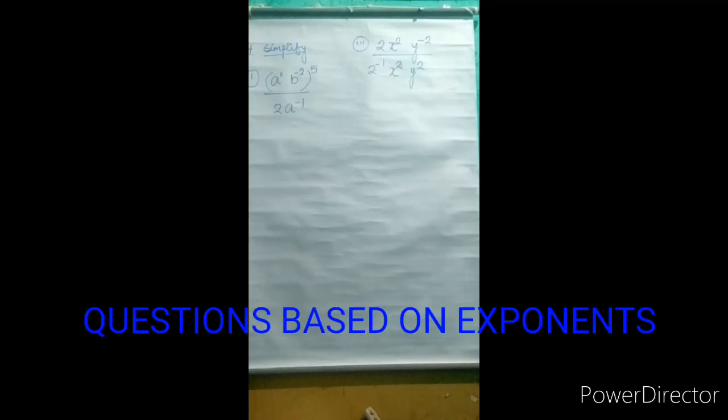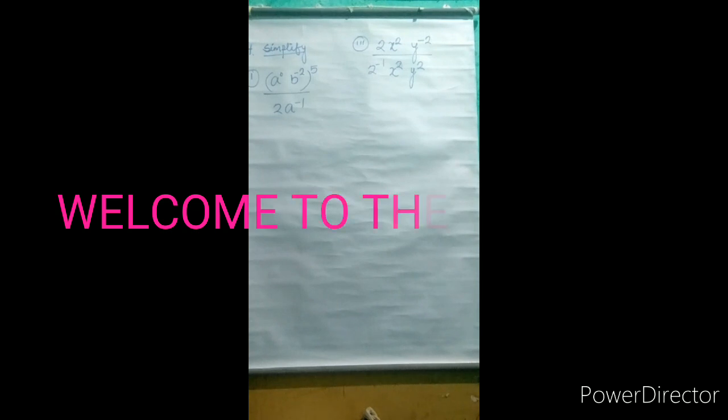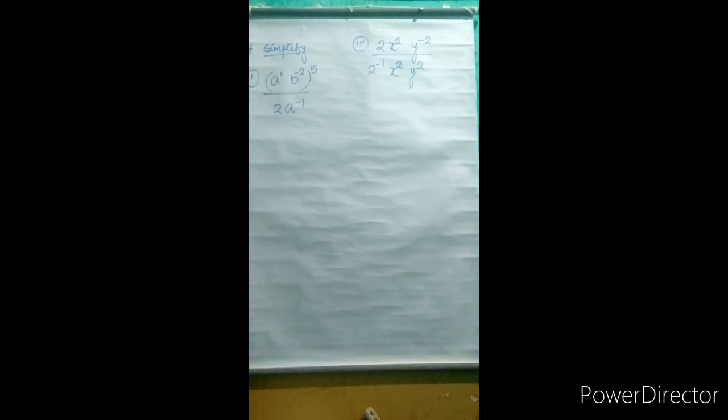Welcome students. Now on the basis of the laws of exponents, we will solve these two questions. How to solve it? First question is (a raised to power 0, b raised to power minus 2) whole power 5, over 2 a raised to power minus 1.